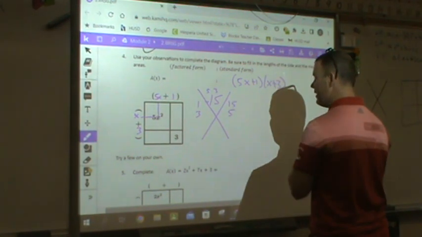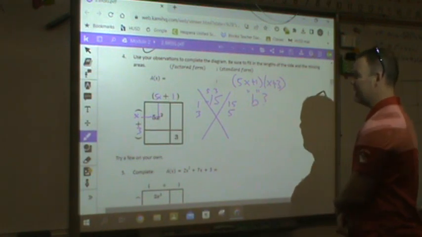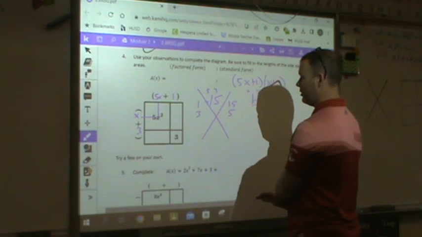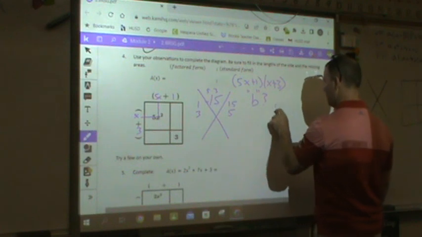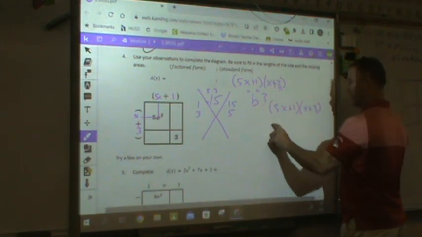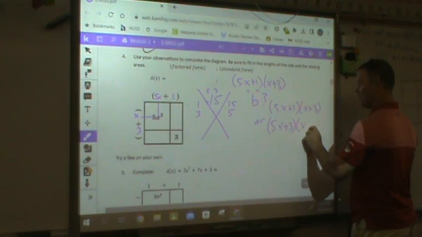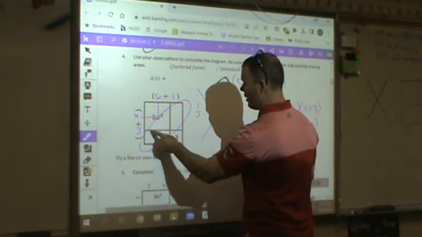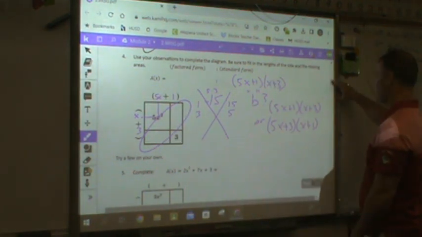Do they give me a b value? What is b? In this case, I don't know what b is. I need to know what b is. So possible factors can be 5x plus 1 and x plus 3, or 5x plus 3 and x plus 1. Those are possible factors because I don't know what these are. I don't even know what one of them is. If I knew what one of them was, it would be helpful.